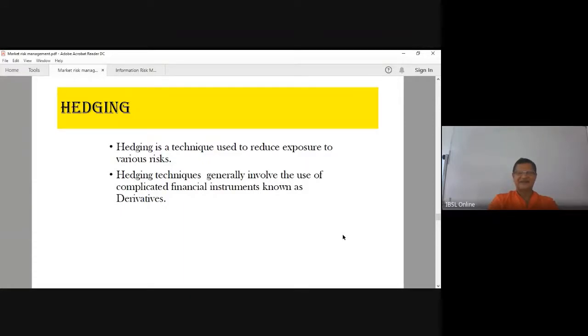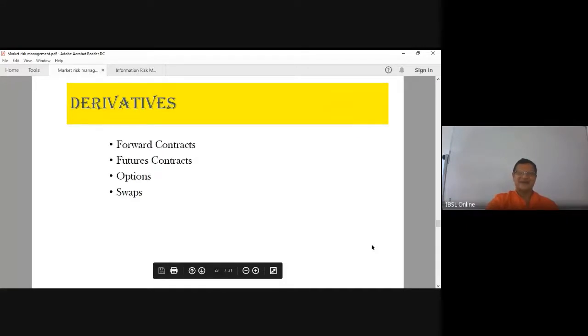In hedging, you apply various derivative instruments. Actually, our syllabus doesn't have this, but I'm just giving it for your knowledge. Even in Sri Lanka, derivatives are not very much in practice, except a few things like forward contracts. Derivatives generally have four types: forward contracts, futures contracts, options and swaps.